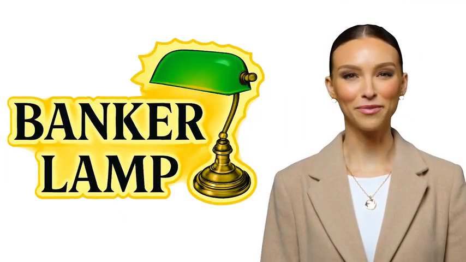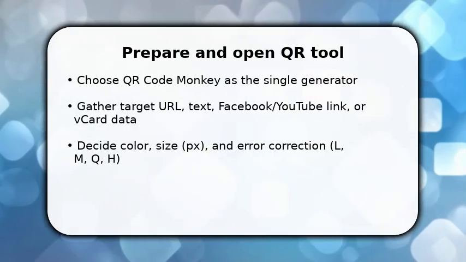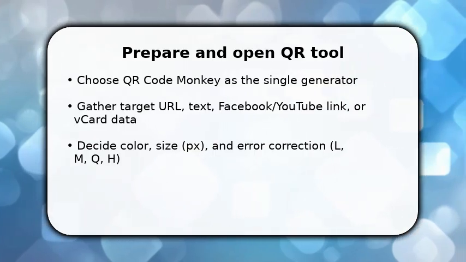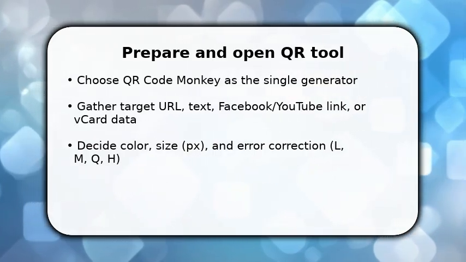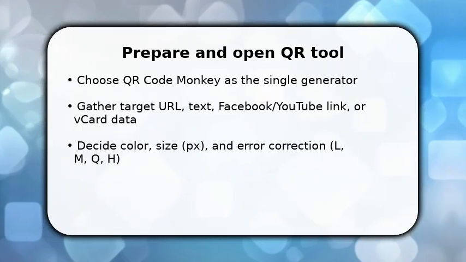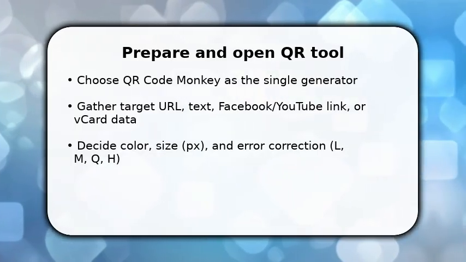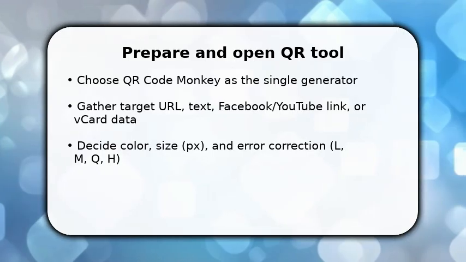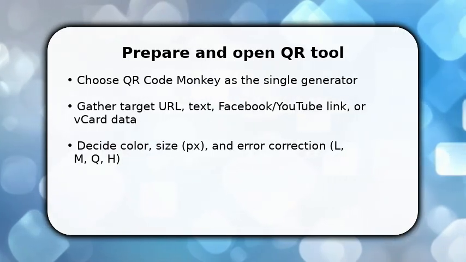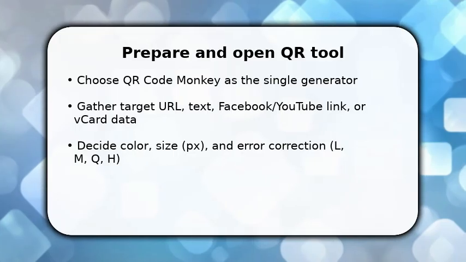Please enjoy the video. You start by choosing QR Code Monkey as the only generator you will use. Open the site and immediately paste the target URL or text in the data field. Then select the output size in pixels and set error correction, higher for logos or small prints.